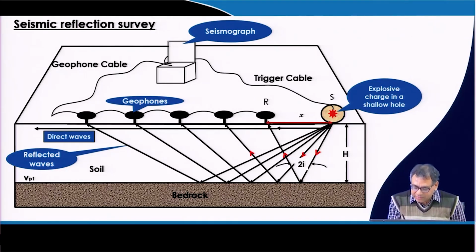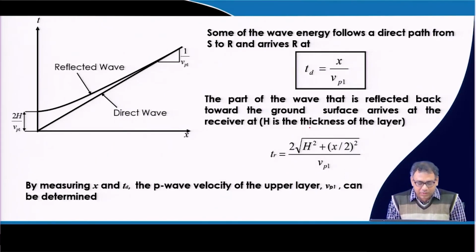So, this is the direct wave, red one, and this black one is the reflected wave. And then based on that we can determine what would be the thickness and properties of this soil layer. Now, as I discussed, two waves will be generated. One is the direct wave, another is the reflected wave.